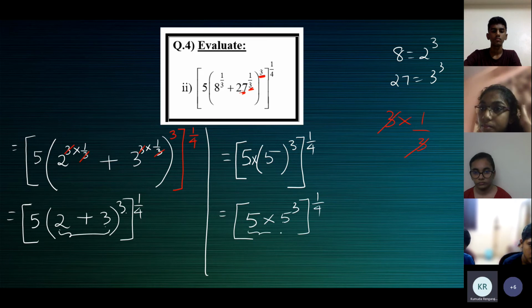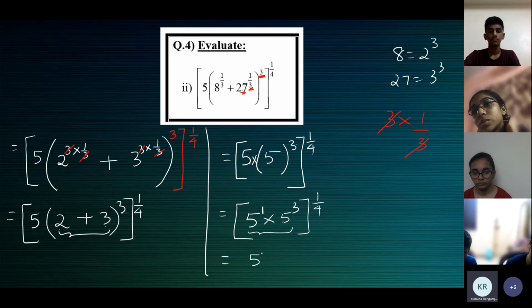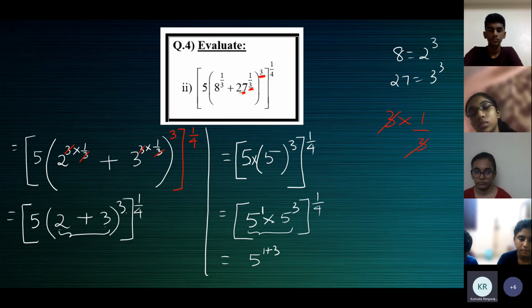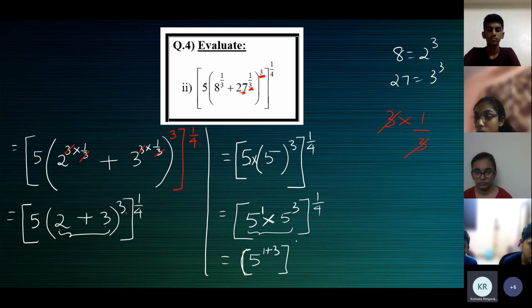How do you handle this? Bases are same and it's multiplication, so we add the powers. Here the power is 1. No power means 1. So it will be 5 to the power 1 plus 3. Add the powers. Bases are same and it's multiplication. Add the powers. 8th standard. And then now you can change the square bracket to simple bracket. But if you're very particular, you can use the square bracket itself to the power 1 by 4. You can change it to a simple bracket.